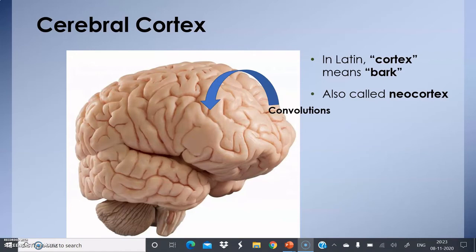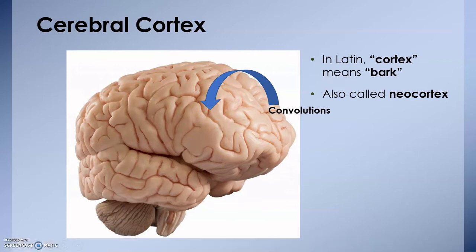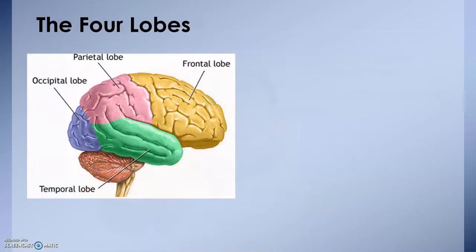Now, as you can see in the picture, the cerebral cortex, this layer, is not smooth. It has many bumps and folds, and these bumps and folds are called convolutions. Based on these bumps and folds, neurologists have identified four lobes. They have divided the entire cortex into four lobes. They are frontal, parietal, occipital, and temporal.